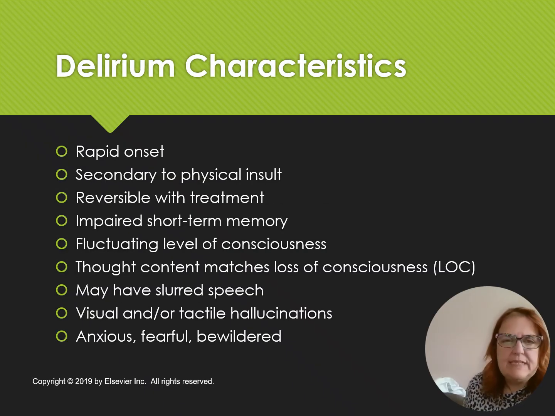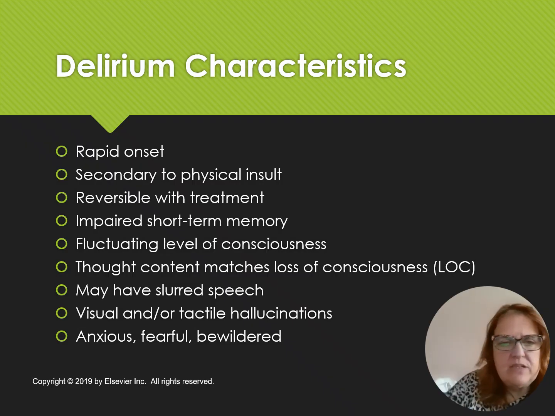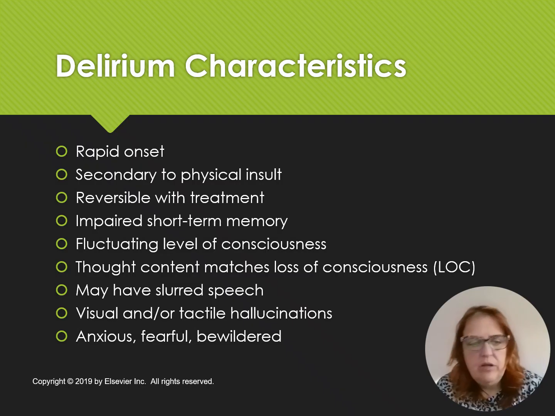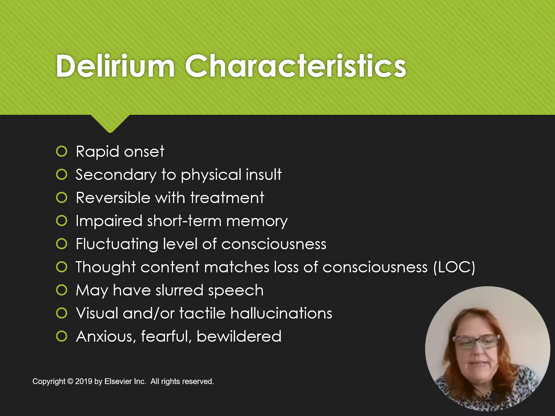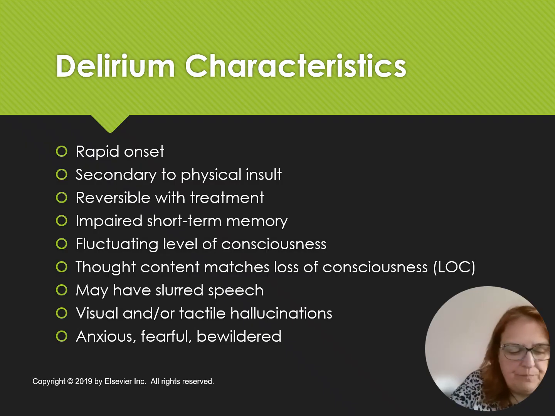Some characteristics of delirium are that it has a rapid onset, it's secondary to physical assault, it's reversible with treatment, it has impaired short-term memory, fluctuating level of consciousness, their thought content matches loss of consciousness, or LOC, and they may have slurred speech, visual or tactile hallucinations, and be anxious, fearful, or bewildered.